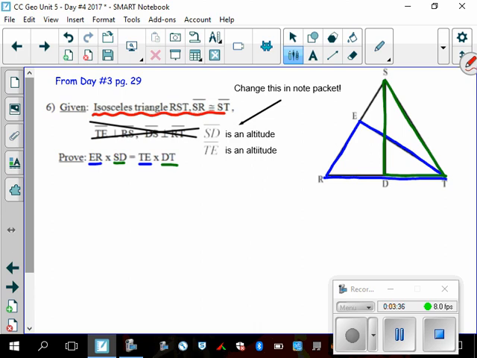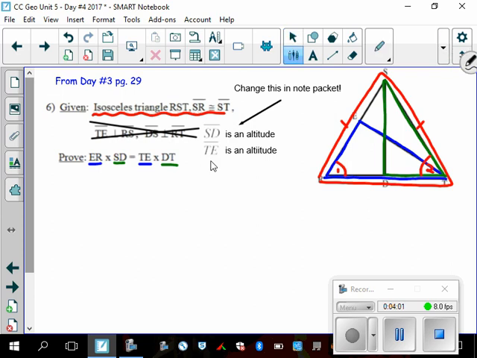All right, so the first given tells me about this whole triangle. S to R and R to T are congruent. And that would tell me that this angle, I'll call it angle 1, and this angle, angle 2, are congruent. So 1 is in the blue triangle and 2 is in the green triangle.